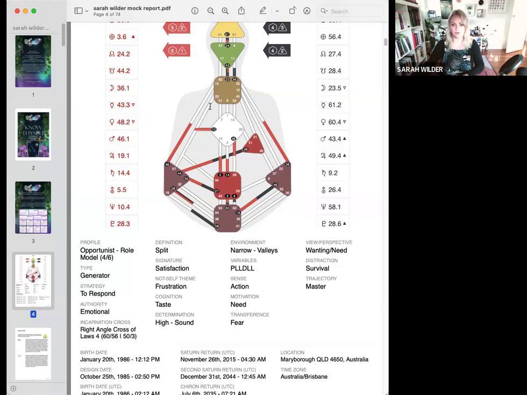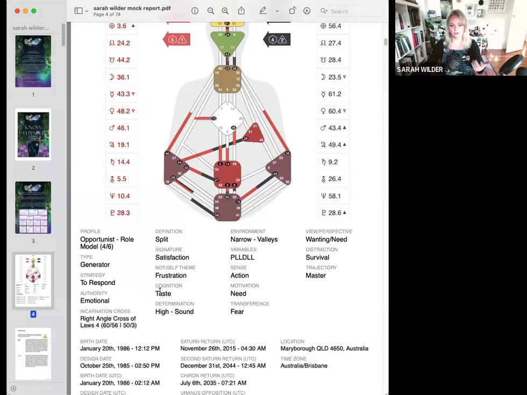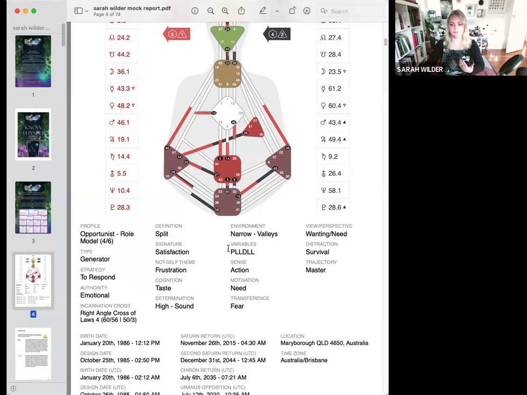My definition, what it means to have splits in my design. There's a whole thing on splits because I don't think there's enough information on splits out there. So I do really dive deep in the report. So if you do have splits, you'll understand what those are on a deeper level. What your signatures are. So these are like being driven by satisfaction versus feeling frustrated when you're not in alignment. Your cognition, your determination, your ideal environments. There's big write-ups on the environments. There's write-ups on your variables. This is going more intermediate.